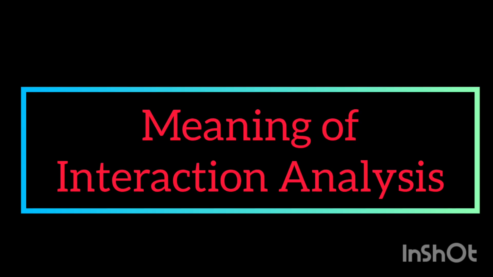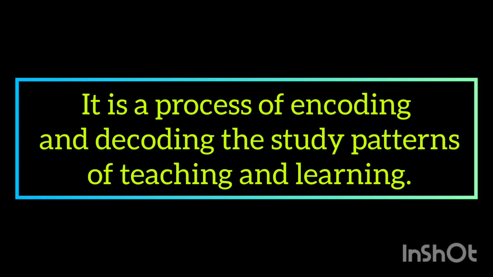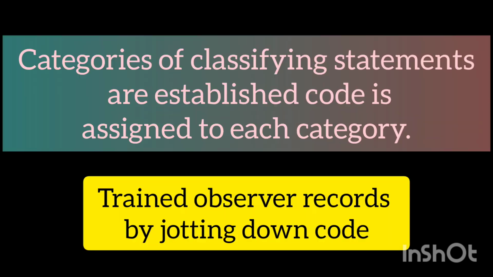Now going to the meaning of interaction analysis. What do you mean by interaction analysis? Basically, interaction analysis is a process of encoding and decoding the study pattern of teaching and learning. At first we have to know what you mean by encoding. In the encoding process, categories of classifying statements are established, a code is assigned to each and every category, and a trained observer records by jotting down the code. That is the basic meaning of encoding.